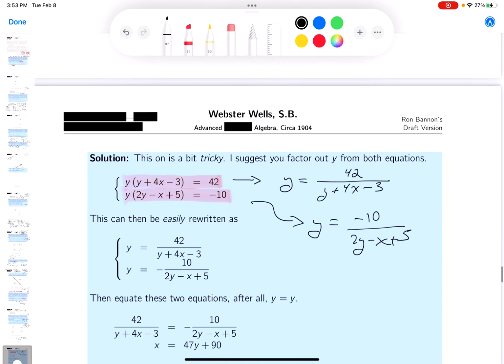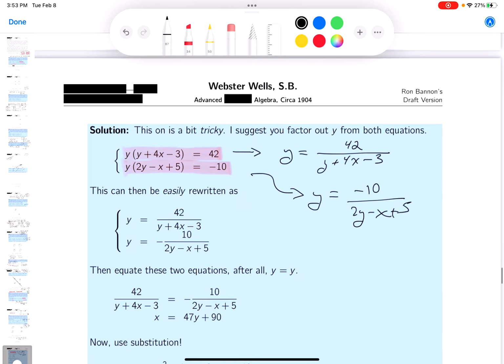All right? Now, the point of this is you realize that these are equal now because both are y. So I would set them equal to one another, with the understanding that y is y. And what would you get? You get something pretty simple. Let me write that down for you. You get 42 over (y plus 4x minus 3) equals minus 10 over (2y minus x plus 5).